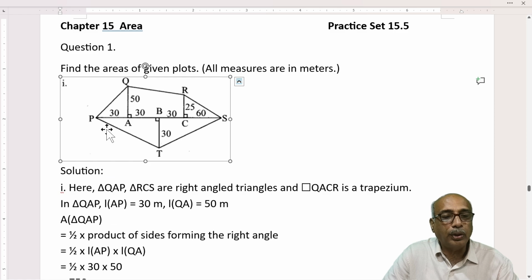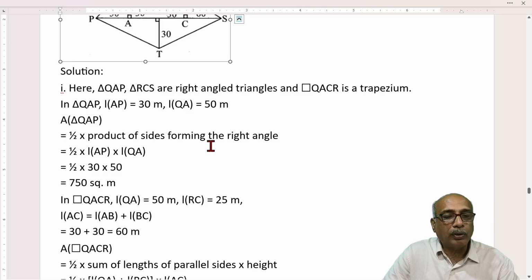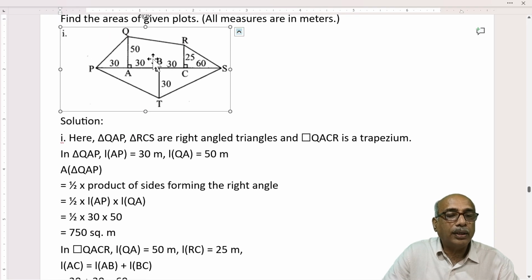So in triangle QAP, area is half of the product of the sides forming the right angle. So half into AP into QA, half into 30 into 50 is 750 square meters. Area of this trapezium. Why trapezium? Because these two sides are parallel, these two sides are not parallel. So here parallel sides are 50 and 25 RC. The distance between these two parallel lines, the height, is 30 plus 30, which is 60.